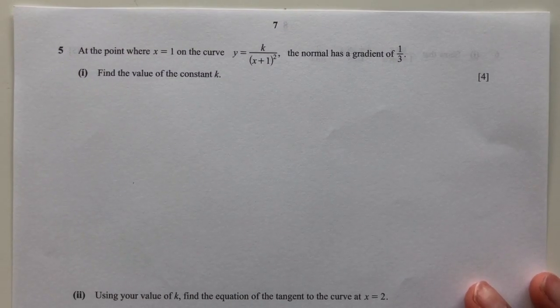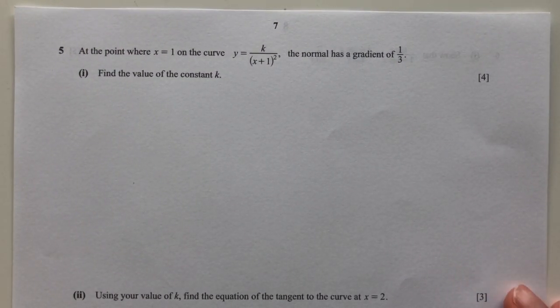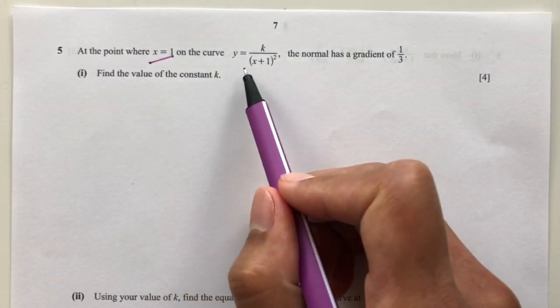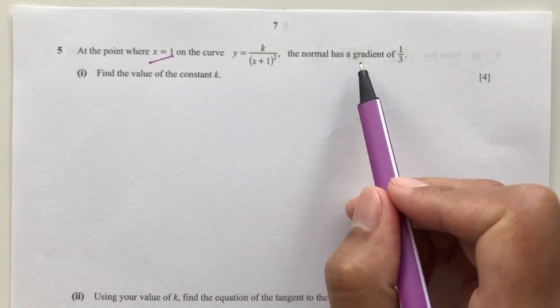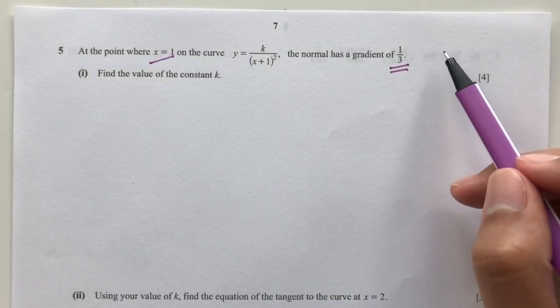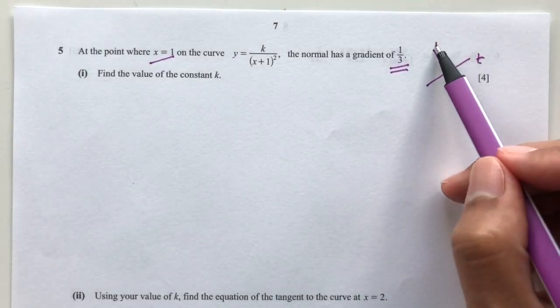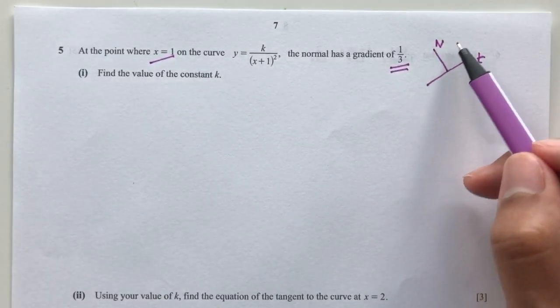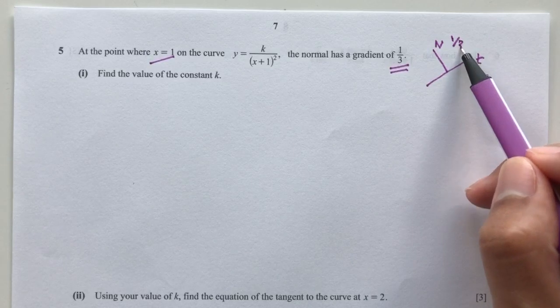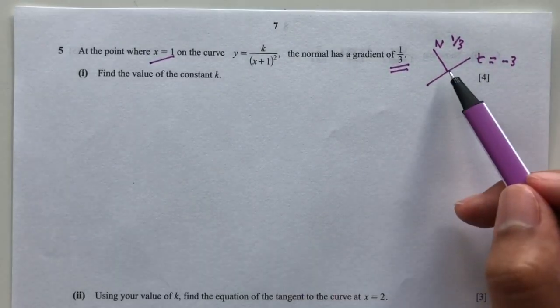Okay, so let's move on to question number 5. At the point where x equals 1 on the curve, y equals this, the normal has gradient 1 over 3. The normal is just a perpendicular line to the tangent. This is the tangent, this will be the normal. If the normal has gradient 1 over 3, the tangent will have gradient minus 3. You guys should know this by now.